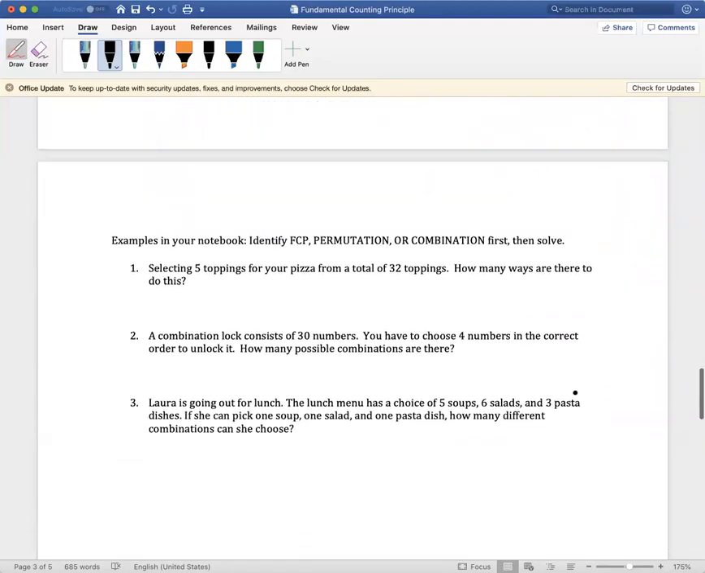Okay, let's take a look at some examples. And I want you just to take a minute or two to read question numbers 1, 2, and 3. Identify if this is the fundamental counting principle, a permutation, or a combination. Okay, let's take a look at each one. We select 5 toppings for your pizza from a total of 32 toppings. How many ways are there to do this?